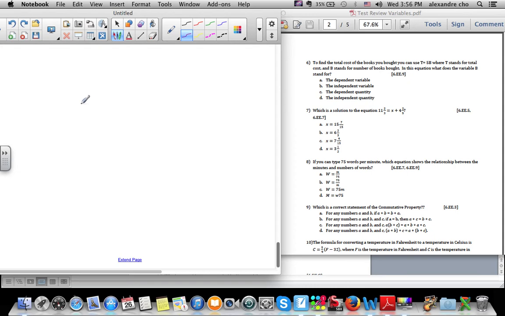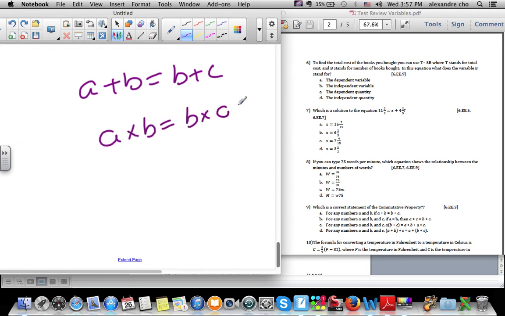9. Which statement is correct for the commutative property? Well, the commutative property says A plus B equals B plus A, or A times B equals B times A. Changing the order in which two numbers are added or multiplied does not change the sum or product. So for number 9, the only one that's the commutative property is letter A. Let's move on to 10.